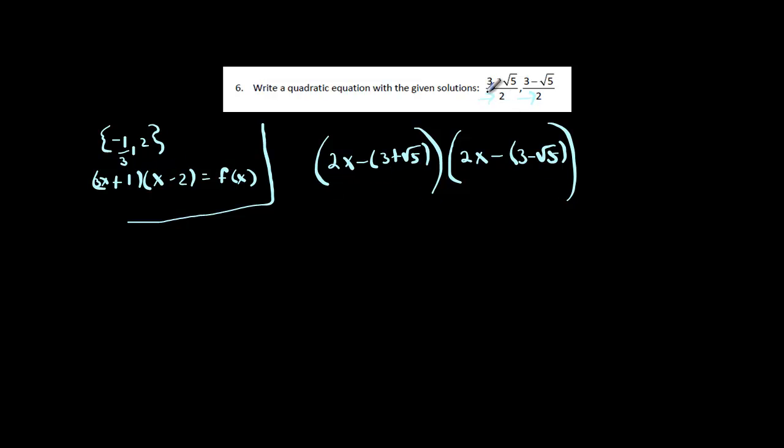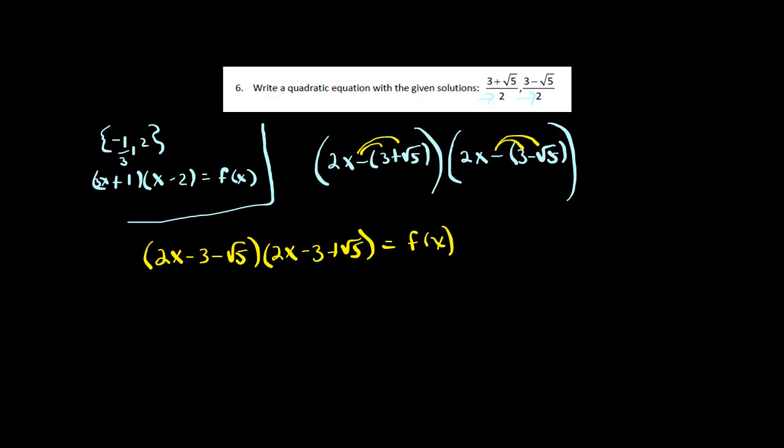So remember, the denominator is the coefficient of x, and then you take the opposite sign, so minus 3 plus root 5. And because the numerator is a binomial, you have to put this in parentheses. So what I would do now is distribute the sign into the parentheses. So we have 2x minus 3 minus root 5. Then over here, 2x minus 3 plus root 5 equals the function.